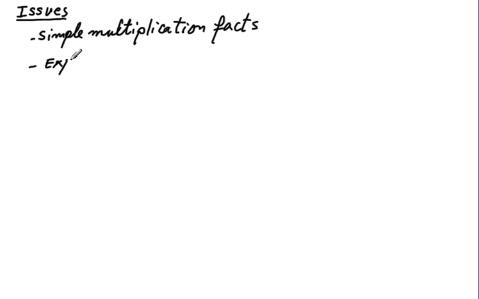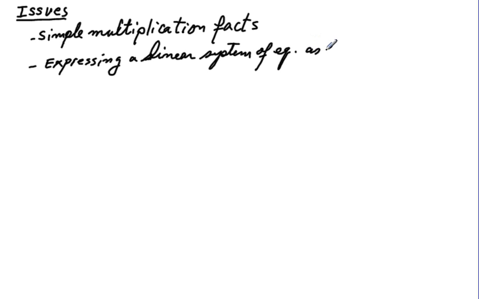So a linear system of equations as matrix multiplication, as an example of a matrix multiplication. Then we want to talk about expressing substitution as matrix multiplication.